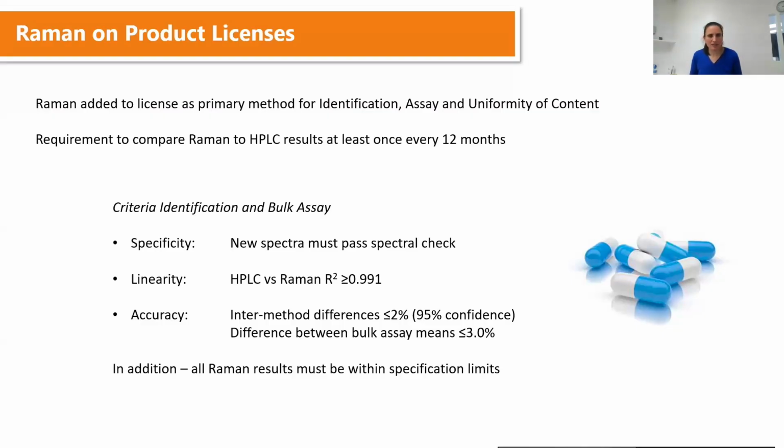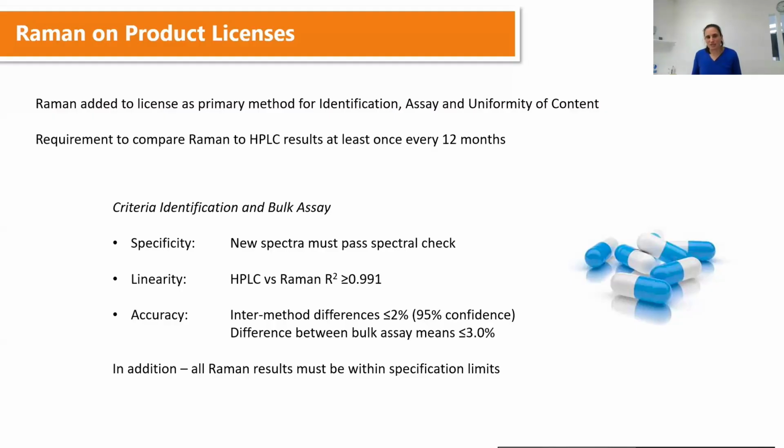Another criteria is looking at the linearity. So we add the new spectra that we have from these 60 capsules to all the spectra that we've collected previously, from the initial validation up to every single year's repeats that we've done. And basically we check that there's still a nice linear correlation between the HPLC results and our Raman results. And then finally, we look at accuracy. So we just check that the difference between our Raman and our HPLC is between the limits.